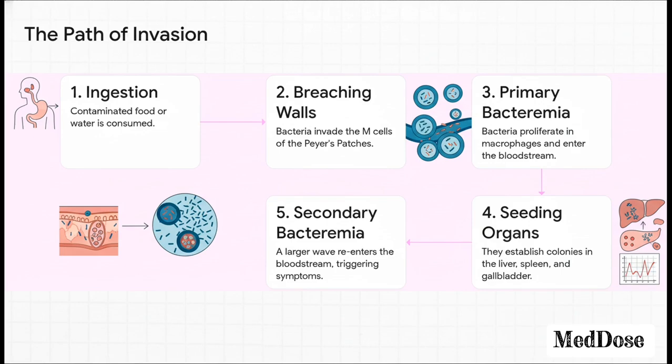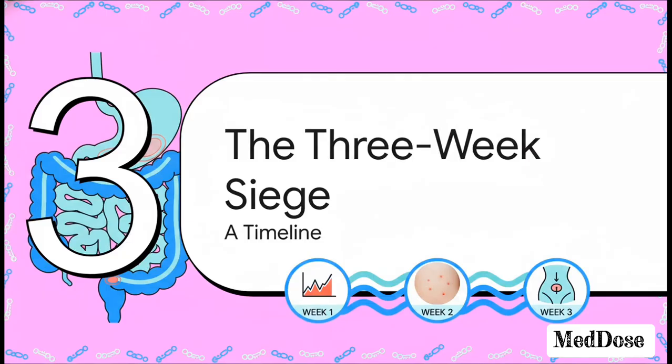From there, they set up shop in organs like the liver, spleen, and gallbladder to multiply. Then they launch a second, much bigger wave back into the blood, and it's this secondary bacteremia that really kicks off the classic symptoms of typhoid. And once that second wave hits, the clinical battle truly begins. This brings us to the 3-week siege.